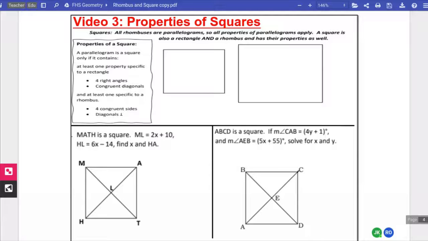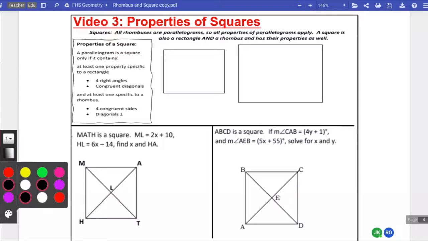Now we're going to discuss the properties of squares. Okay, so how does this go? Here's what we're going to do: I'm going to tell you all these properties. The first thing you need to know is that a square has 4 right angles, 4 90 degrees. If you see that it has 4 right angles, then you already know it's a square.